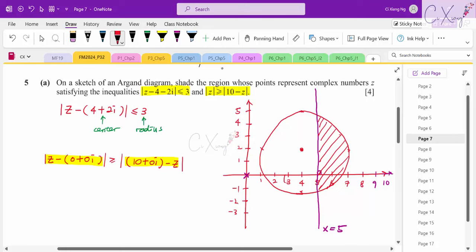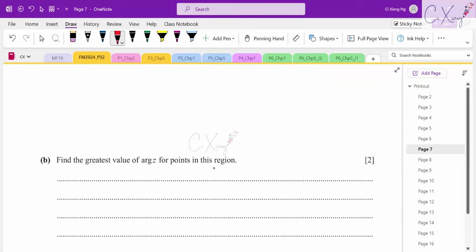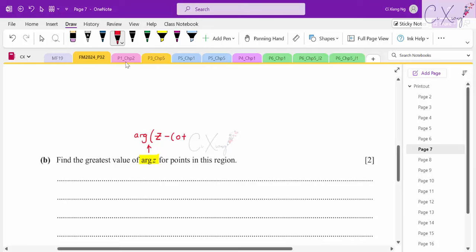Okay, so basically, this is the Argand diagram that we have, and this is how we shade out the region that the question wants. Then let's continue to part B. For part B, find the greatest value of argument z for the points in this region. Greatest value for argument z. Argument z means the angle. So I have to get the largest argument z, the angle of z, from 0 + 0i.